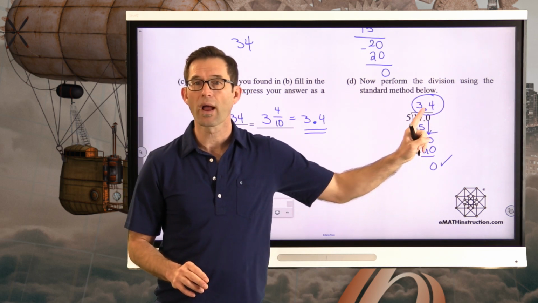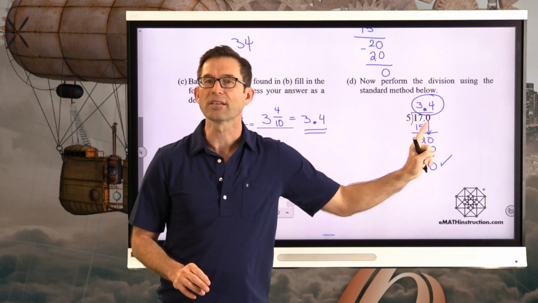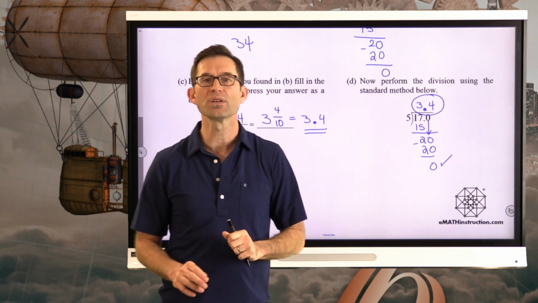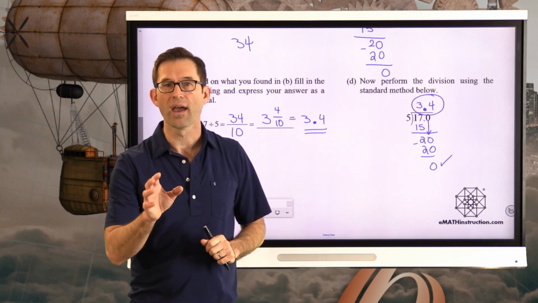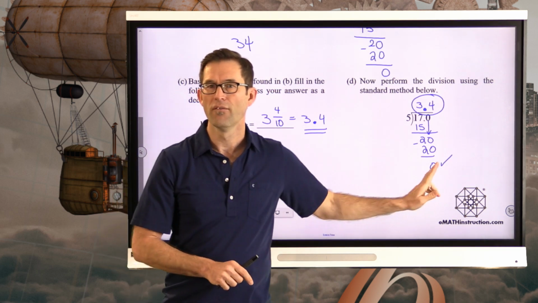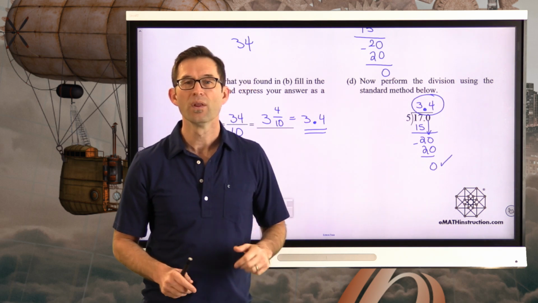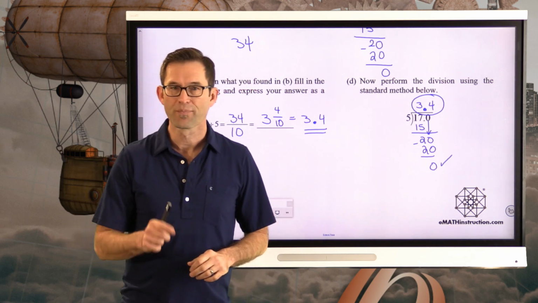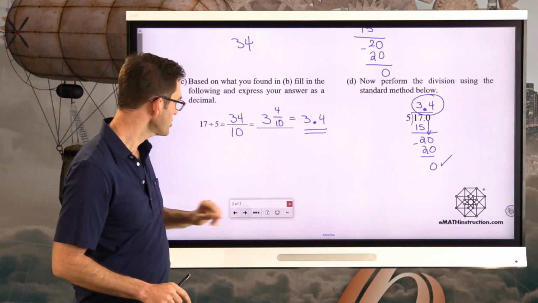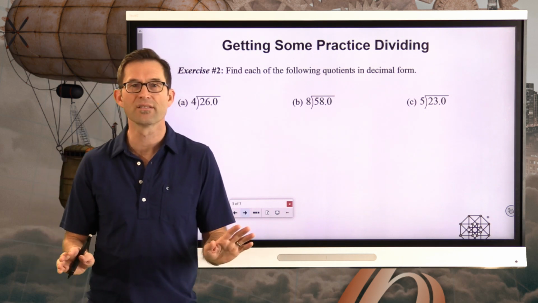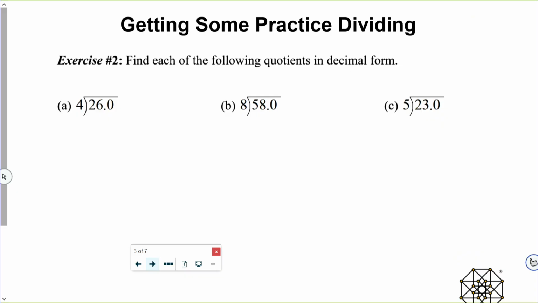We just have to keep track of where that decimal is and extend with as many zeros as we need in order to get a remainder eventually of 0. All right, let's get a little bit of work on that in the next exercise. All right, getting some practice dividing. Exercise number 2. Find each of the following quotients in decimal form.